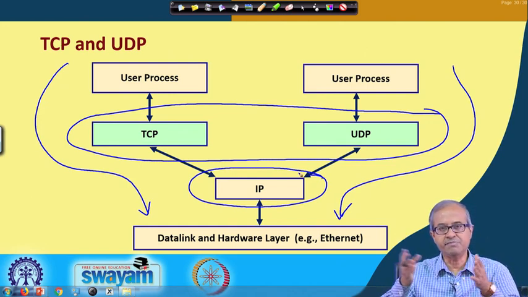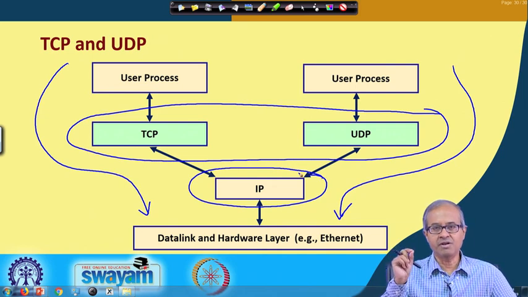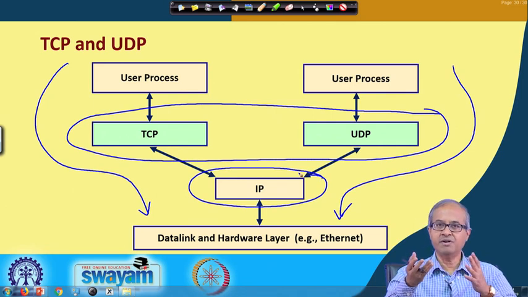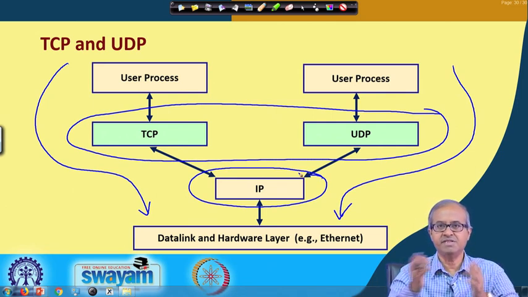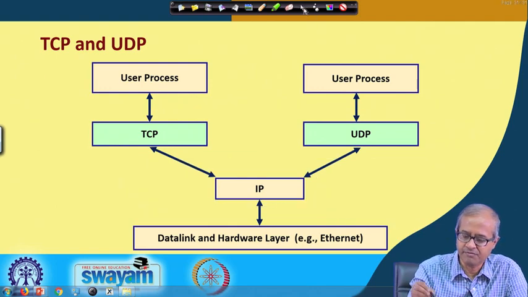So, both TCP and UDP interact with the IP protocol at the network layer level, which you recall is a datagram based service which is unreliable: datagrams might get lost, duplicates might get generated, order may not be maintained. These things I mentioned a number of times. Okay, fine.